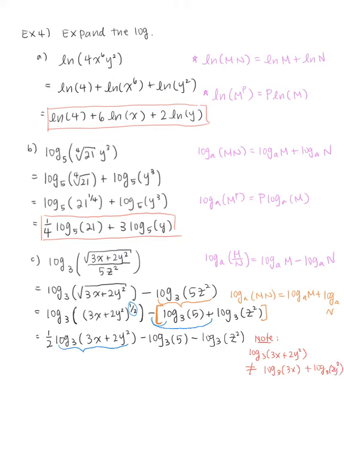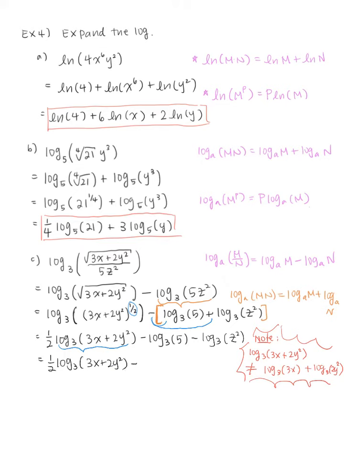The only time you can make that into an addition in between is if the 3x and 2y are multiplied together, not added. Please keep this in mind because this is a common mistake that I see every semester. All right, now let's keep going. Pretty much you cannot do anything to the first term, so I'm just going to leave it as 1/2 log base 3 of 3x plus 2y squared.